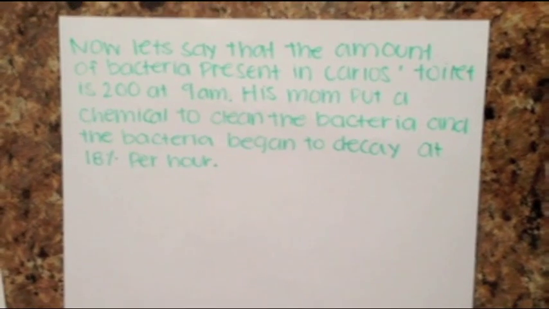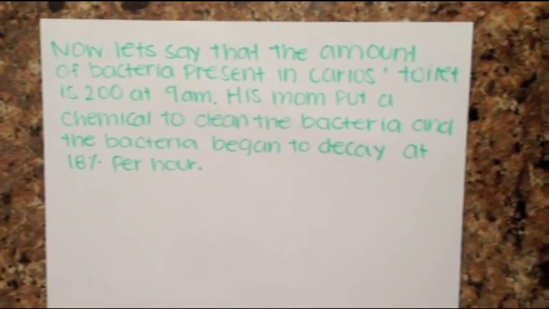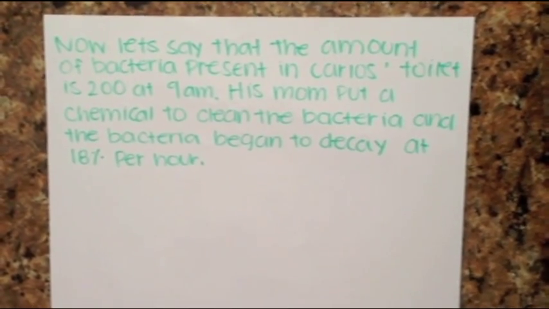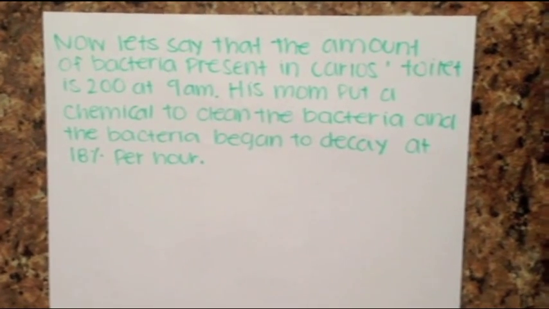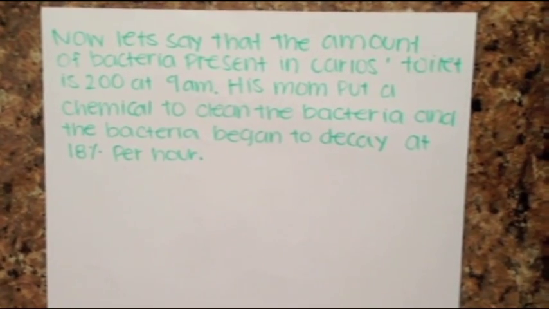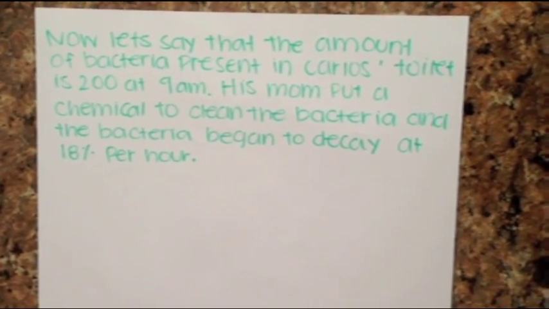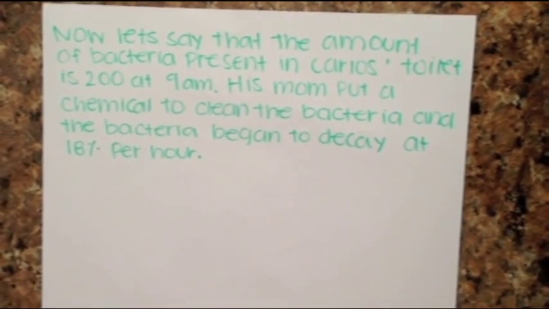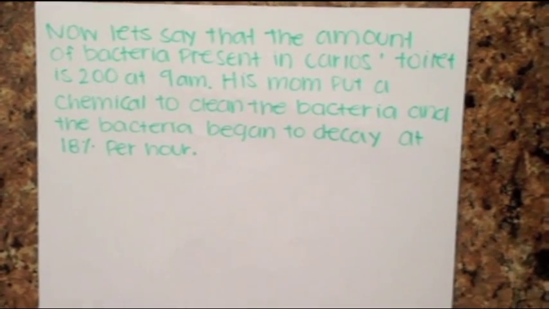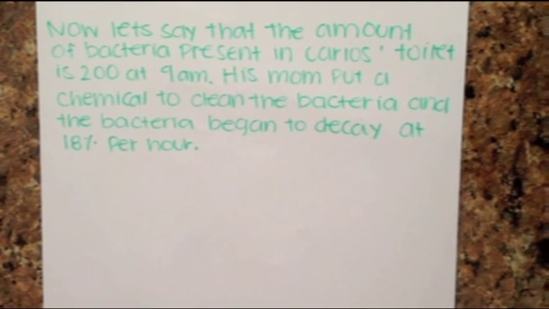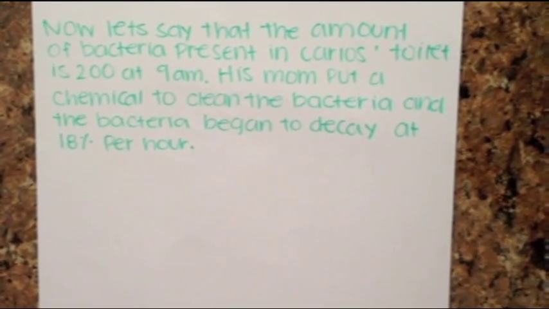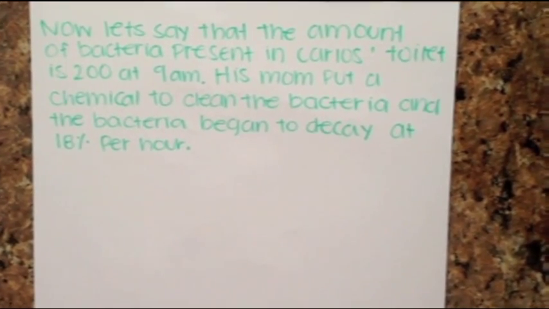Now let's say that the amount of bacteria present in Carlos's toilet is 200 at 9 a.m. His mom put a chemical to clean the bacteria, and the bacteria began to decay at 18% per hour. So, the equation for the amount of bacteria left at time t can be found by plugging in the given information to v of t equals k times m to the power of t equation.